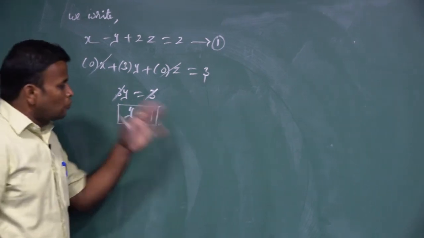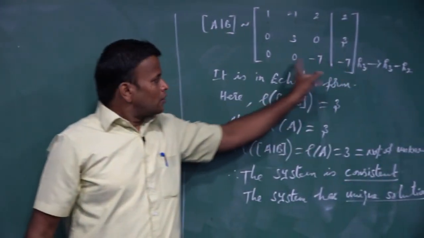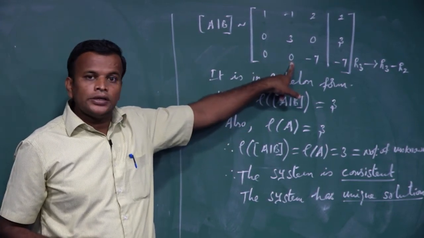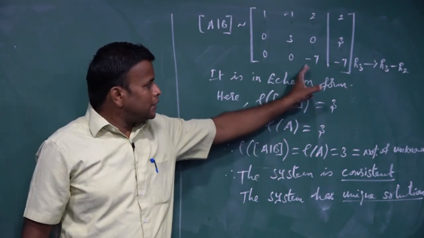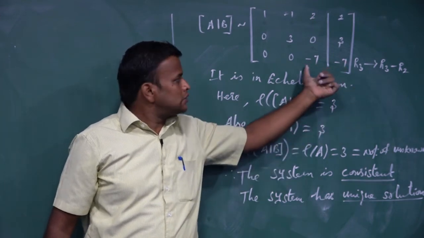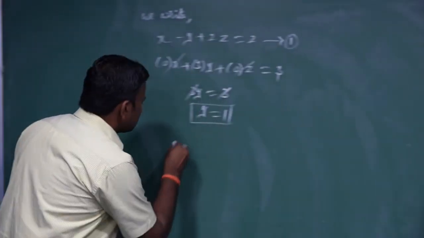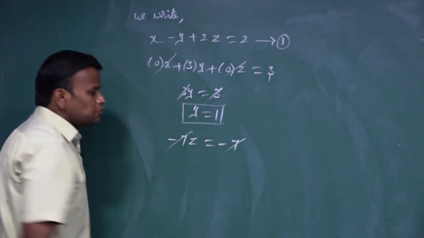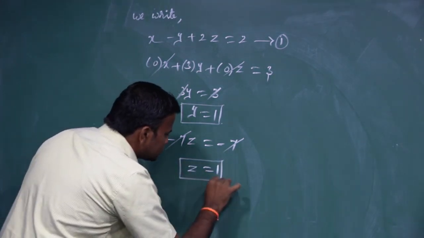Next, we move to the third row. The first one, the coefficient of X, is 0, vanish. The second one, the coefficient of Y, is also 0, vanish. The third one is the coefficient of Z, so minus 7 into Z is minus 7Z. The RHS is the constant, so minus 7Z is equal to minus 7. I directly cancel the minus 7. So the value of Z is also 1.